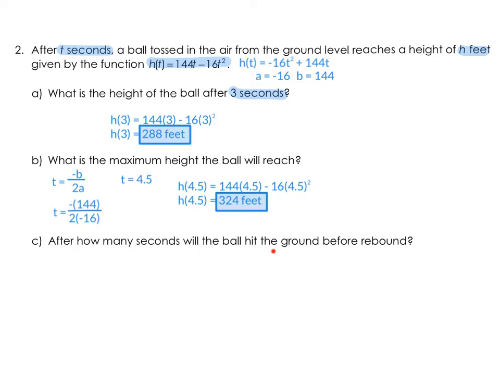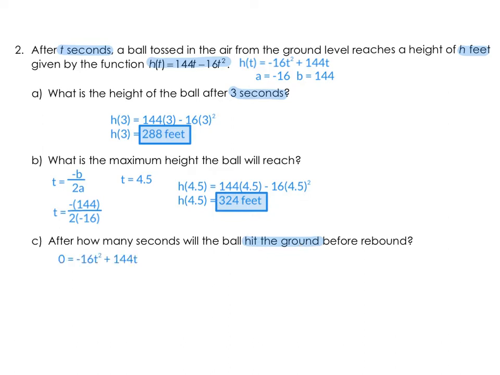After how many seconds will the ball hit the ground before rebound? Well, the key value point here is hitting the ground. We need to use that to find our value. If they're asking how many seconds, that means I don't know the t value, so I must know the height. Hitting the ground means the height is 0. So I'm going to put 0 in place of h of t.